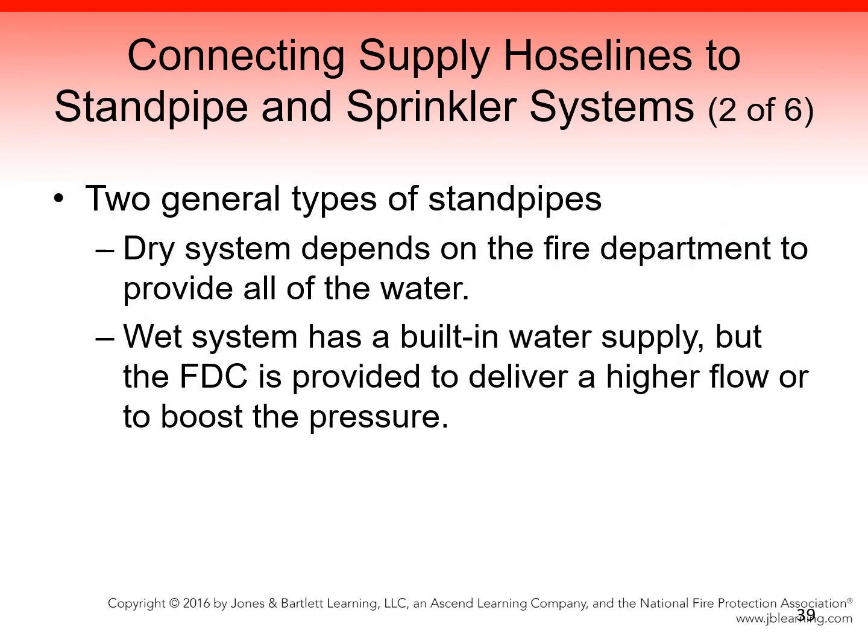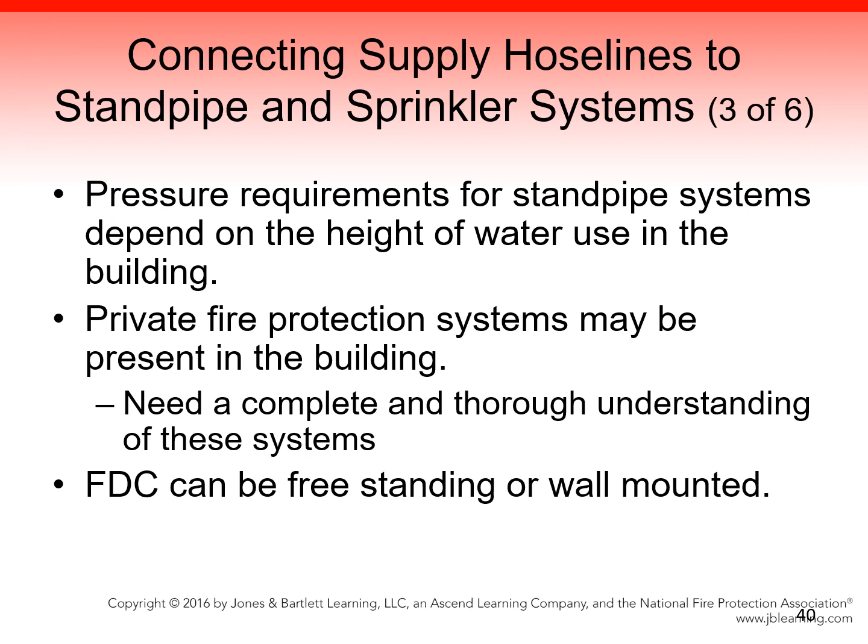Two general types of sprinkler systems exist. A dry standpipe system depends on the fire department to provide all of the water. A wet standpipe system has a built-in water supply, but the FDC is provided to deliver a higher flow or to boost the pressure. The pressure requirements for standpipe systems depend on the height at which the water will be used inside the building. The fire department connection for a sprinkler system is also used to supplement the normal water supply. The required pressures and flows for different types of sprinkler systems can vary significantly. Unless more specific information is available, sprinkler systems should generally be fed at a pressure of 150 psi.